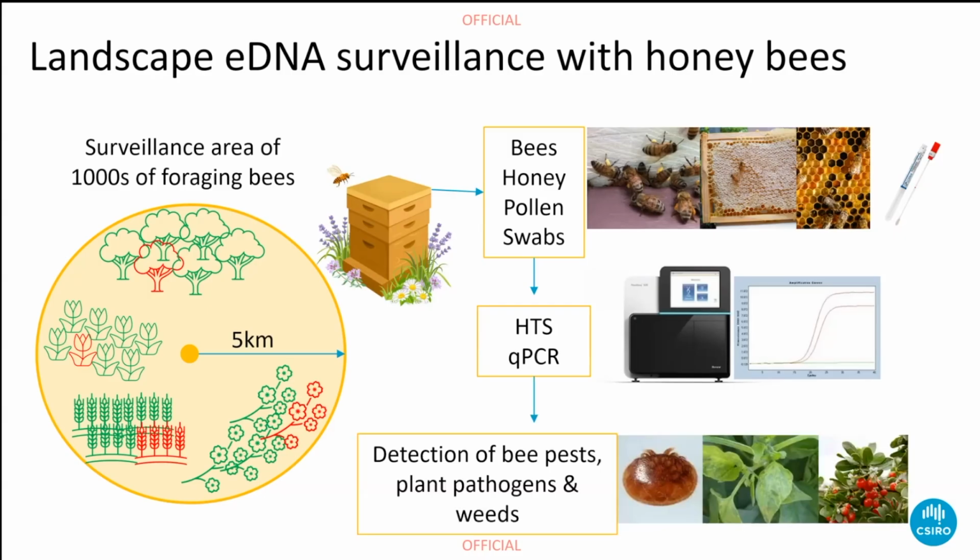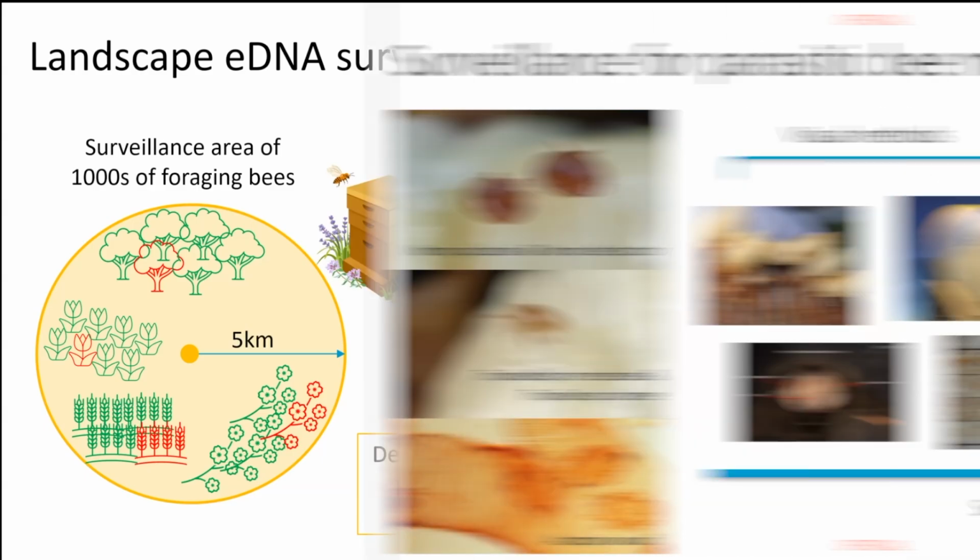So at CSIRO, we've been using both of these methods to develop Hive eDNA surveillance, particularly for bee pests and pathogens like Varroa mites, and that's what I'm mainly talking about today. But we've also been looking at Hive eDNA as a tool for detecting things like plant pathogens and weeds. And so I'll spend the last part of my talk just touching on some of that work as well.